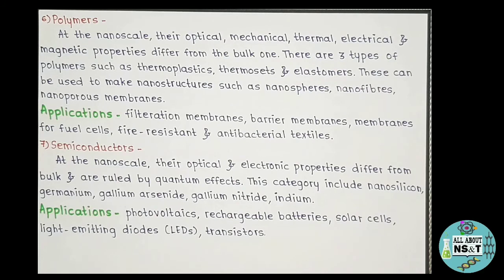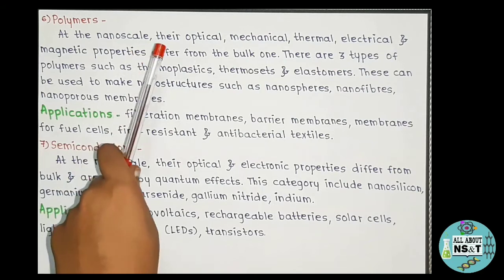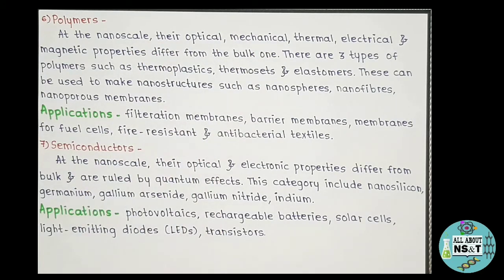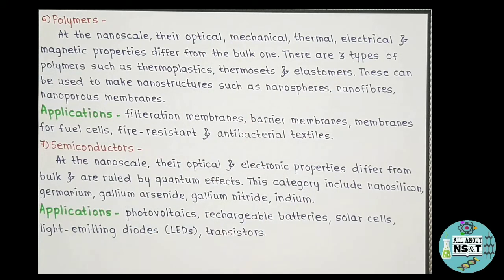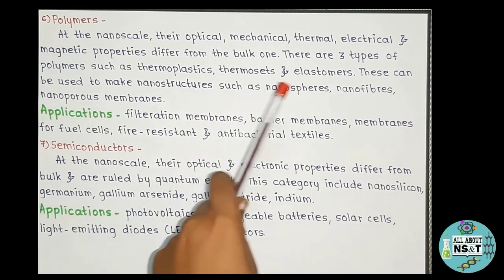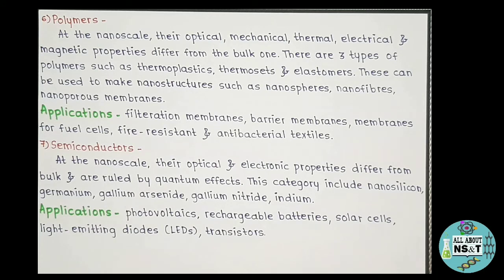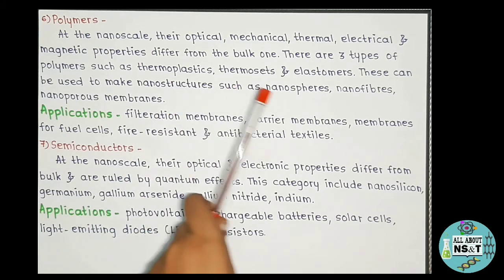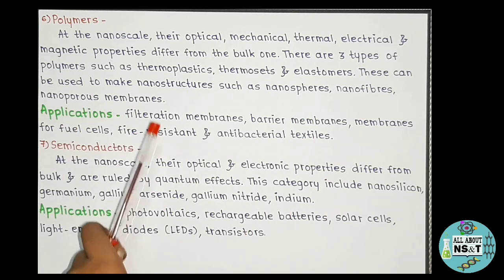The sixth type is polymers. Another category of nanomaterials include polymers. At the nanoscale, their optical, mechanical, thermal, electrical, and magnetic properties differ from the bulk one. There are three types of polymers such as thermoplastics, thermosets, and elastomers. These can be used to make nanostructures such as nanospheres, nanofibers, nanoporous membranes. These nanomaterials find their applications in filtration membranes, barrier membranes, membranes for fuel cells, fire resistance, and antibacterial textiles.